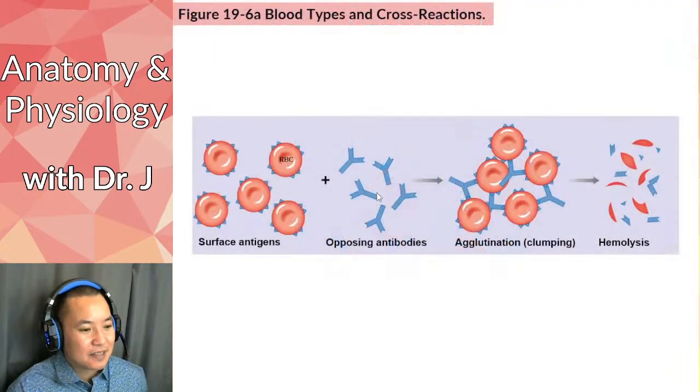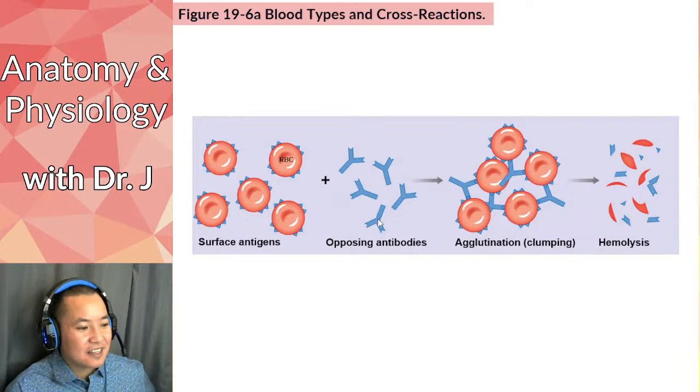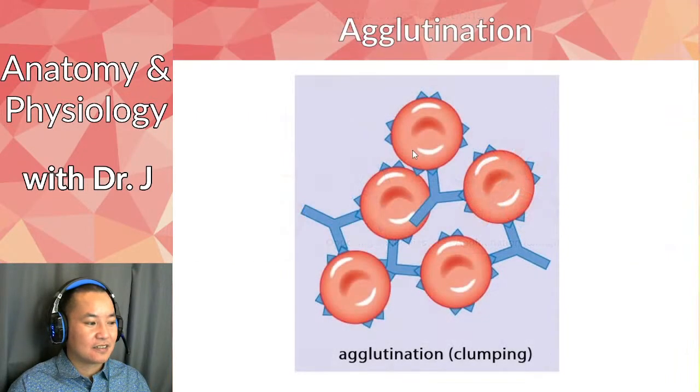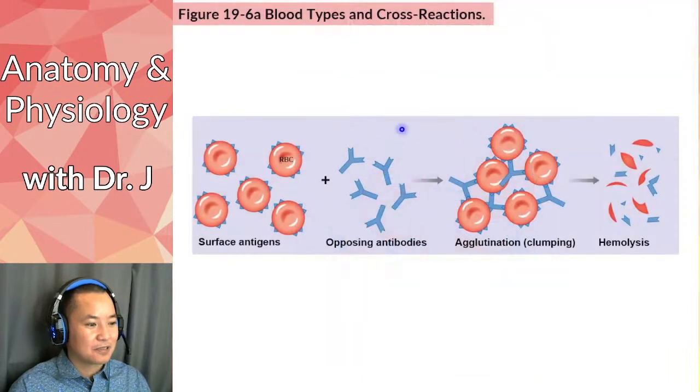So we have a surface antigen, and we have these antibodies. Say this is a patient with type A blood, and then they're getting, why is my mouse so twitchy today?